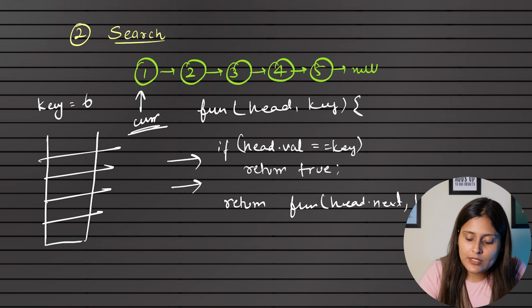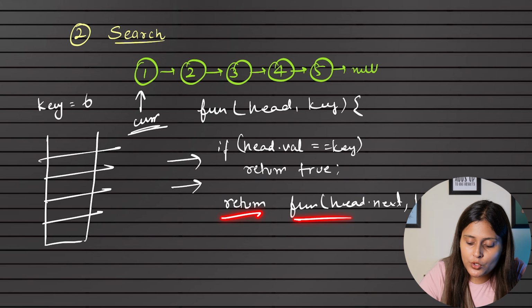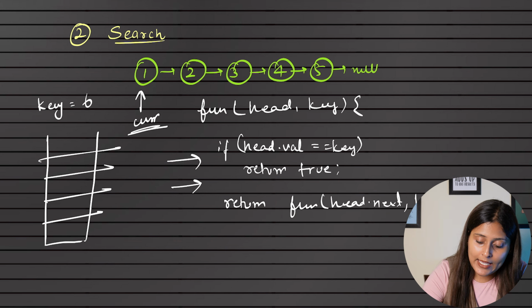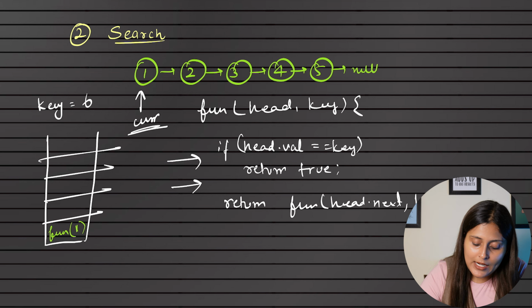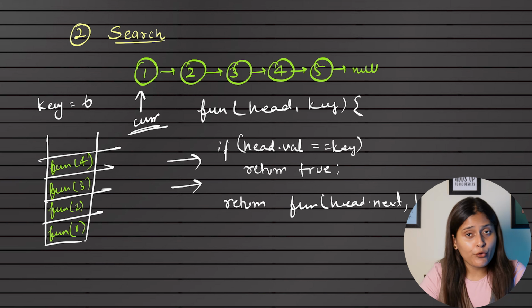What do you think? Suppose in this case we have to search for 4. So your current, you are present at 1. Yes. Does the value match? No. Okay. So now what will you do? You will call the next function. So can I say here you will have your function head, let's say 1. Okay. Now the next call, function 2. Now the next call, function 3. Now the next call, function 4.